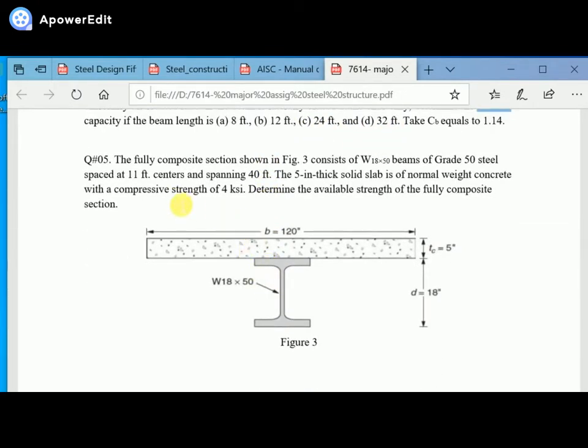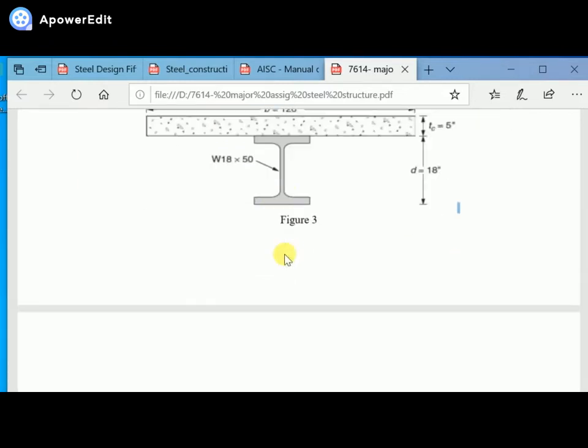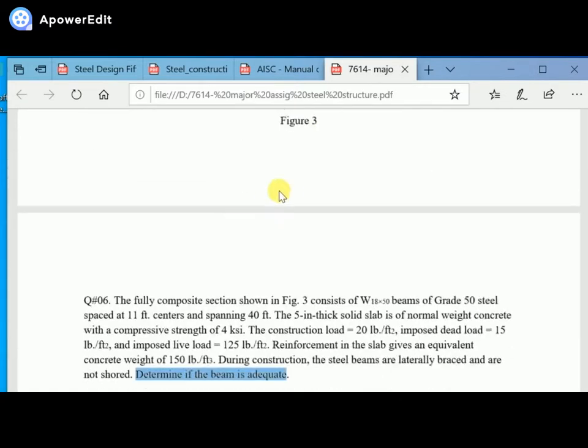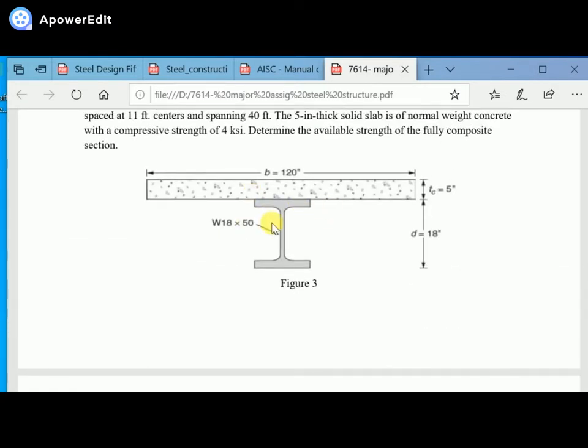And the fifth question is the fully composite section, and determine the available strength. This is also, you can say, an analysis question. A composite section is given, and here this is question number 6. During construction, the steel beams are laterally braced. Determine if the beam is adequate. So the section is basically designed. The same question. You have to check the capacity of this composite section.